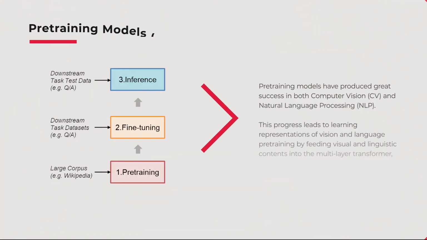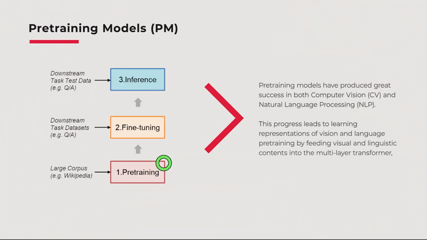Pretraining models entails three main stages. Stage 1, pretraining, trains the designed model using the large-scale corpus, normally on some self-supervised tasks, to derive useful feature representation that contains general semantic patterns.